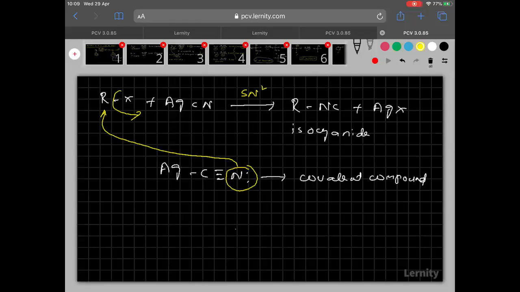And I hope you are able to understand how I got isocyanide here. Here nitrogen is attacking on R. In the previous case, carbon is attacking on the R. I hope it is clear to everyone. Now in the next slide, I will show you the difference clearly between KCN and AgCN.